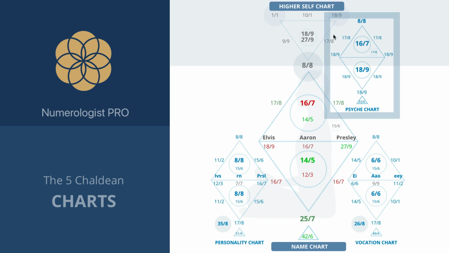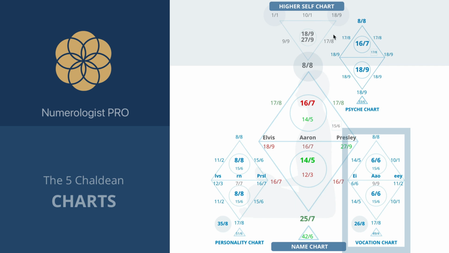Over here to the right of the higher self chart, we see the psychic self chart. The numbers in the psychic self chart are also solely created by the numbers in your birth date. This chart shows how your soul manifests its energies in the course of your lifetime. It is the unfoldment of your psychic energies and reveals the deepest needs of your being.